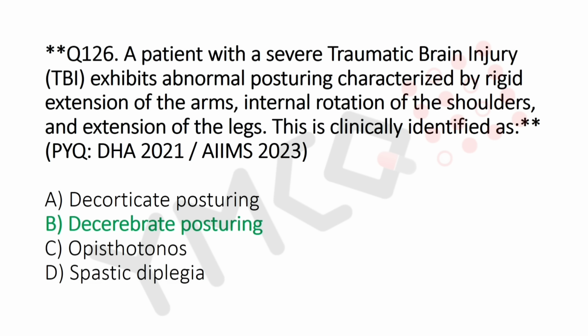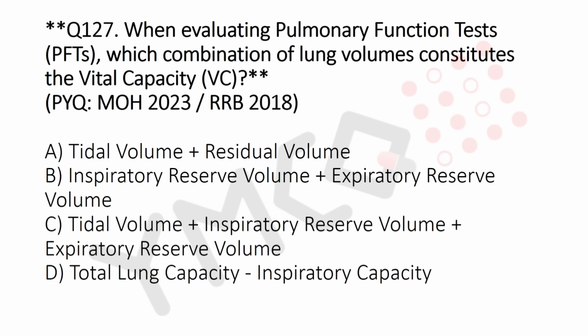Okay. Now let's move to question number 127. When evaluating pulmonary function tests, which combination of lung volumes constitutes the vital capacity? Option A, tidal volume plus residual volume. Option B, inspiratory reserve volume plus expiratory reserve volume. Option C, tidal volume plus inspiratory reserve volume plus expiratory reserve volume. Option D, total lung capacity minus inspiratory capacity.